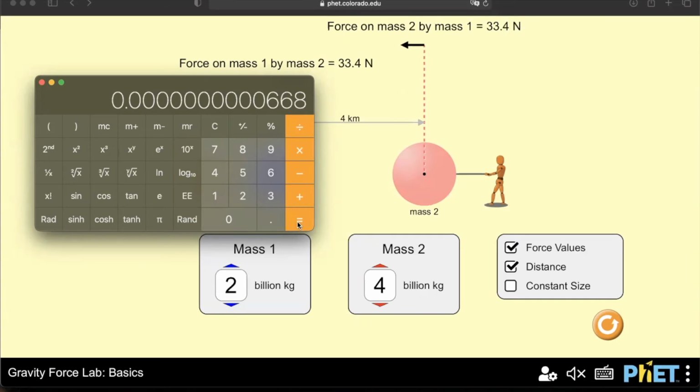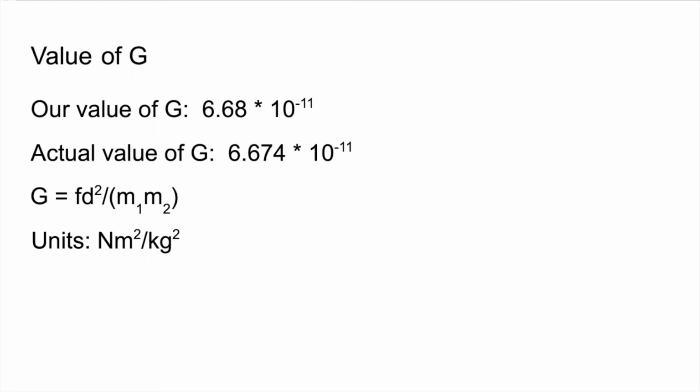And let's see how many digits we need to move the decimal over to express this in scientific notation. So 2, 4, 6, 8, 10, 11. So our value of G is 6.68 times 10 to the power of negative 11. The actual value of G is a little bit different at approximately 6.674 times 10 to the negative 11th.